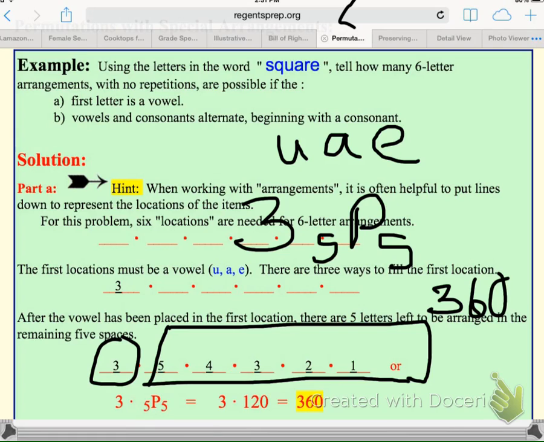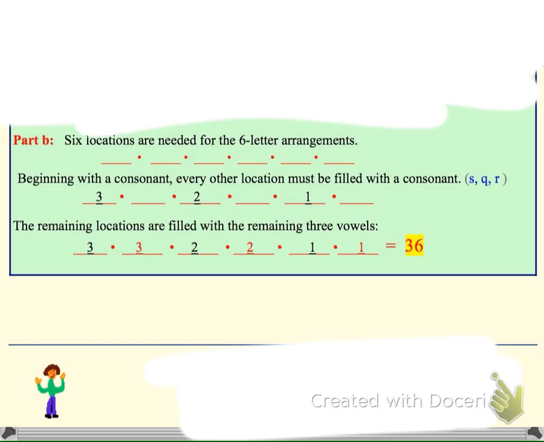Now I'm working on part B, and part B says how many 6-letter arrangements with no repetitions are possible if vowels and consonants alternate beginning with a consonant. Okay, so let's take a look at that situation. So I still have 6 locations needed, and beginning with the consonants.